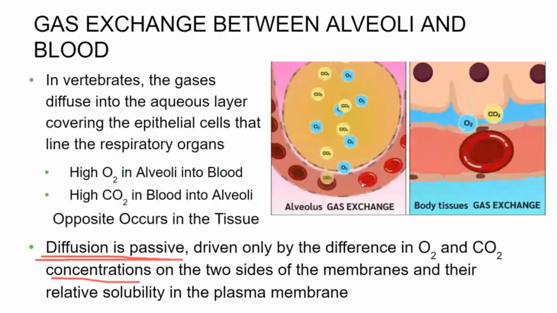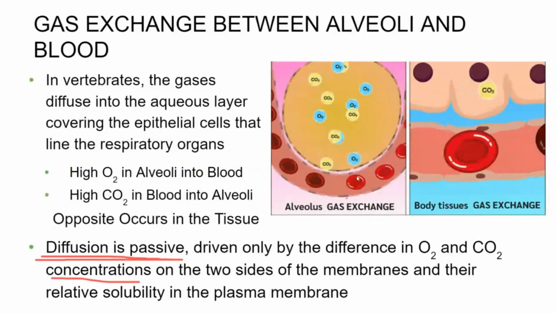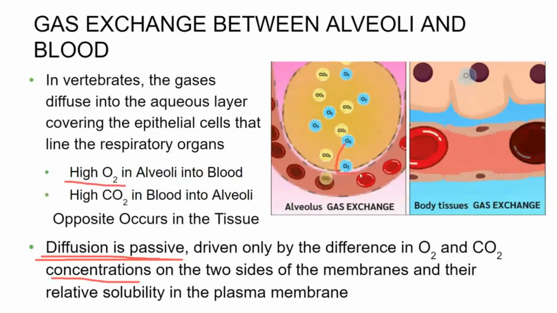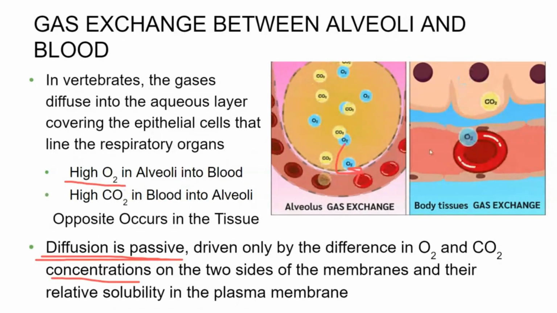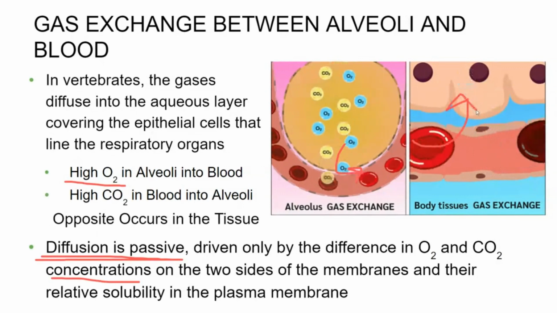So that's why this happens opposite in the body tissues as in the lungs or the gills. Because in the lungs and gills, we have high oxygen pushing its way into the blood, whereas in the body tissues, there's low amounts of oxygen, so the oxygen is pulled out of the blood.